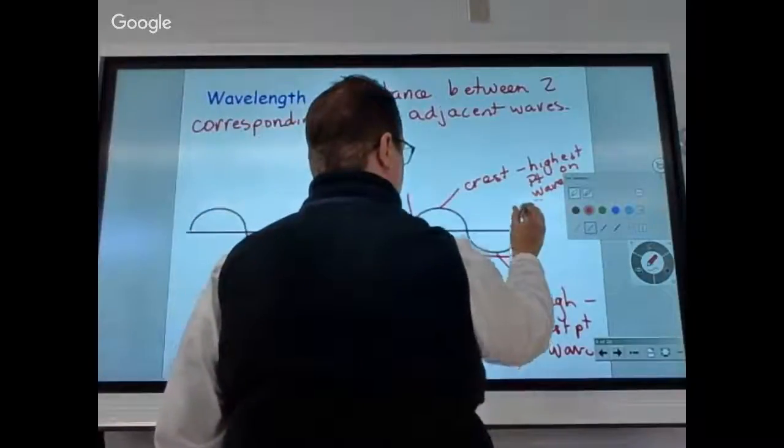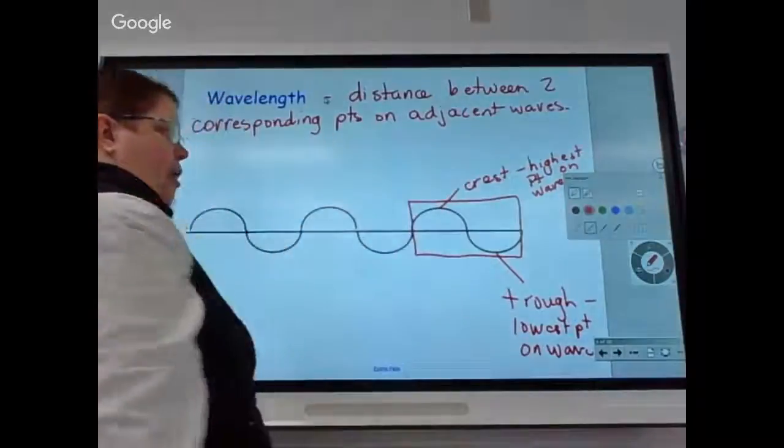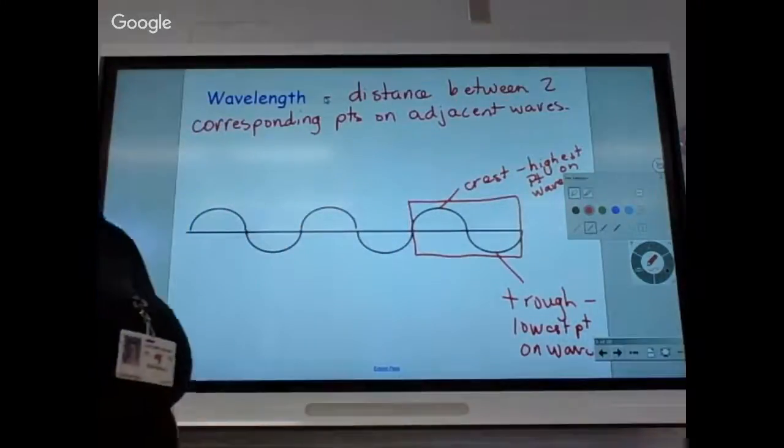Okay, that right there would be a full wave. A crest and a trough. So you have to have both parts to have a full wave.